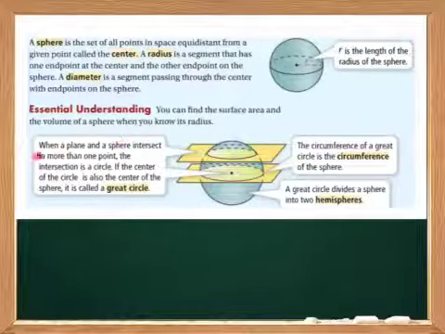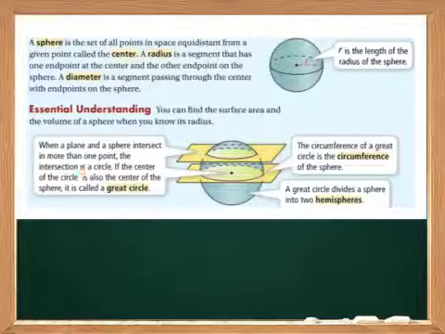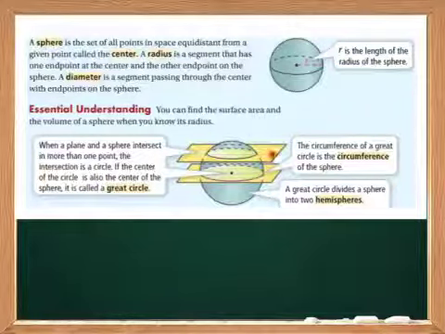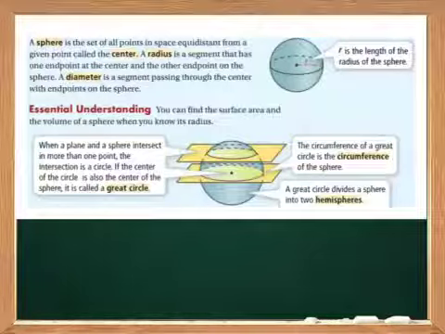When a plane and a sphere intersect in more than one point, the intersection is a circle. So when we talked about cross sections, the cross section here would be a circle. So whenever a plane intersects a sphere.